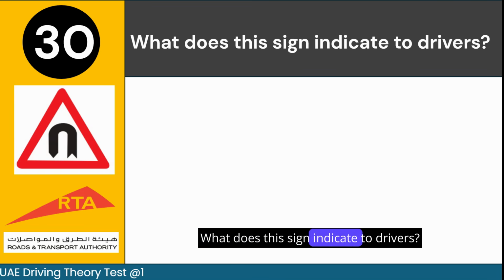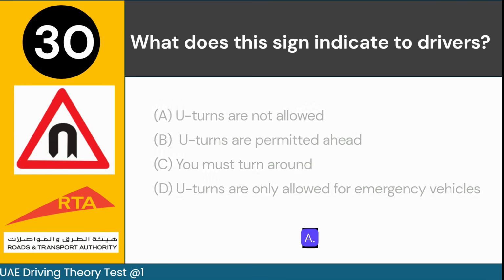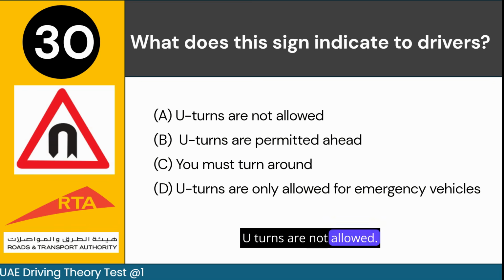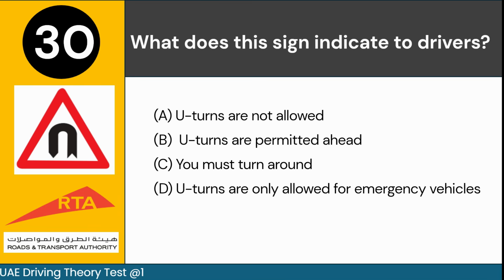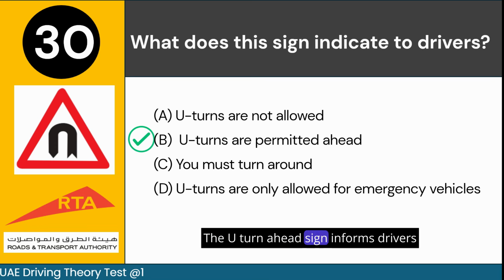What does this sign indicate to drivers? A. U-turns are not allowed. B. U-turns are permitted ahead. C. You must turn around. D. U-turns are only allowed for emergency vehicles. Answer: B. The U-turn ahead sign informs drivers that they will soon reach a designated spot where U-turns are allowed, and they can prepare to make the turn if needed.